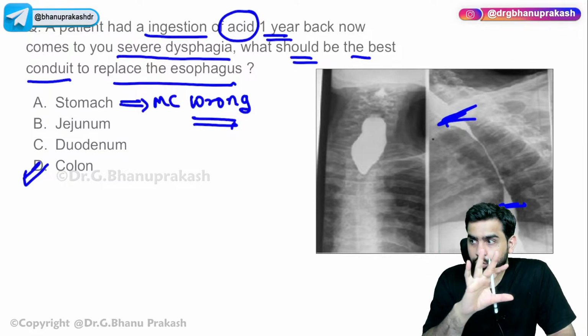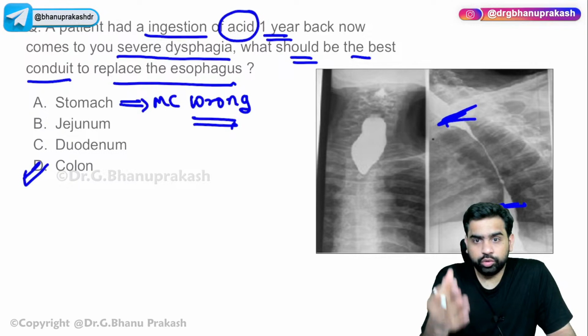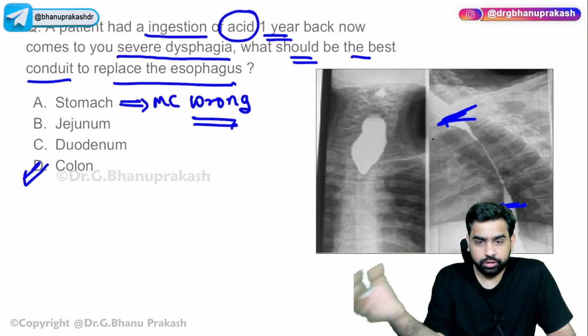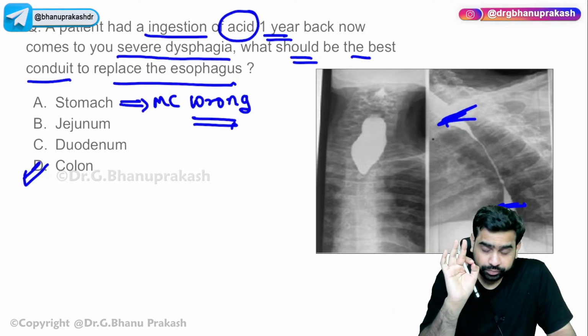But if they don't give you the history of acid injury, then definitely the preferred conduit is your stomach. For example, in patients with esophageal cancer, whenever you perform an esophagectomy, you replace the esophagus with the stomach.